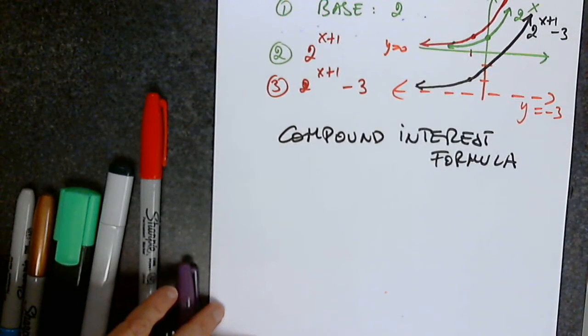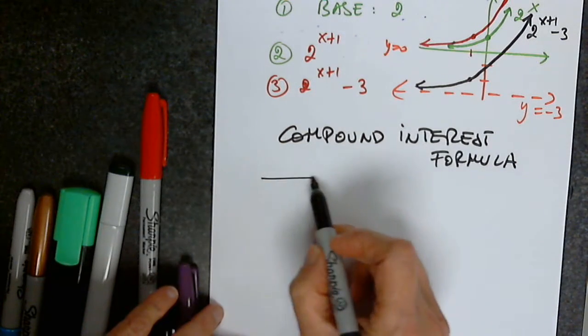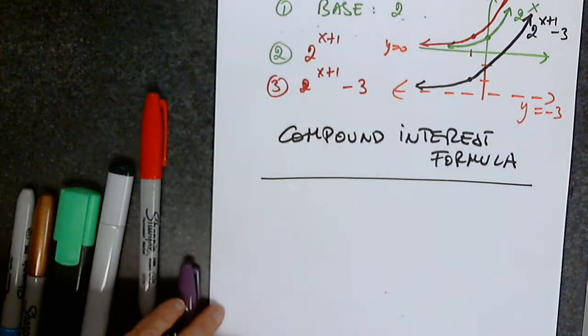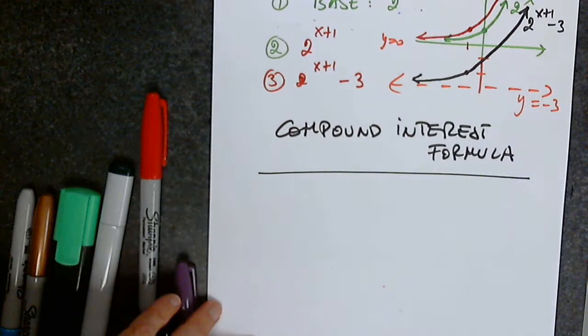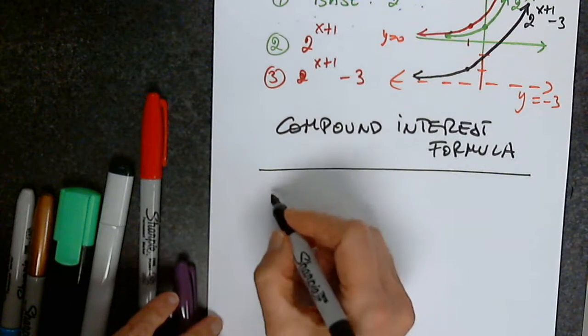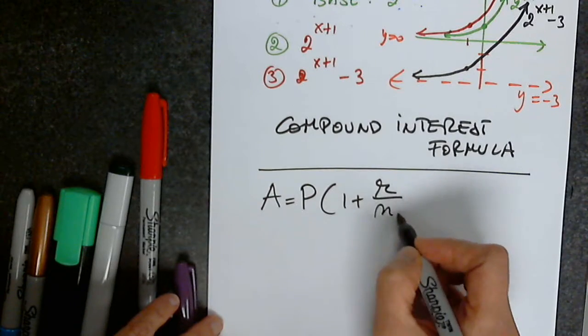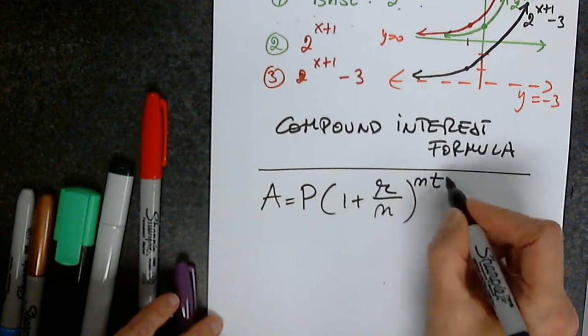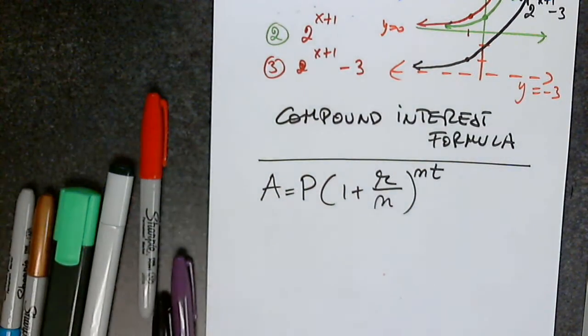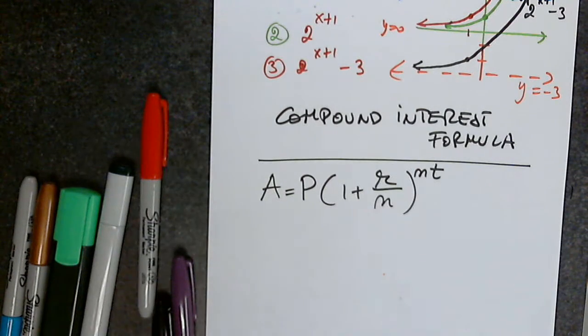Compound interest formula. It is an important formula. I don't want you to memorize it. I know it because I'm using it all the time. So A equals P times (1 plus R over N) raised to NT. It will be given to you in the problem.